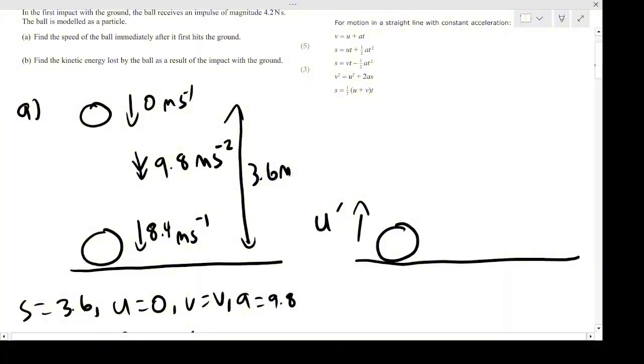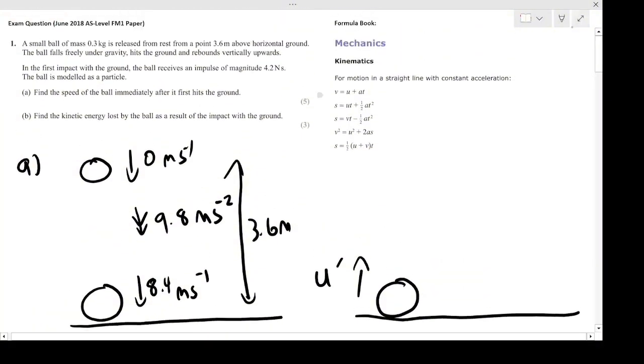Now that's what it wants me to work out. It wants me to find the speed u dash after it hits the ground, so when it bounces off the ground, that's this speed here. So, okay, what can I do here?